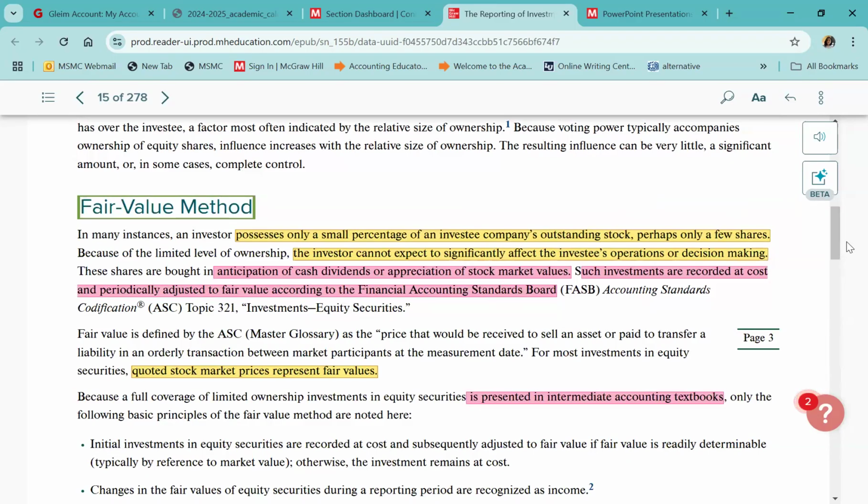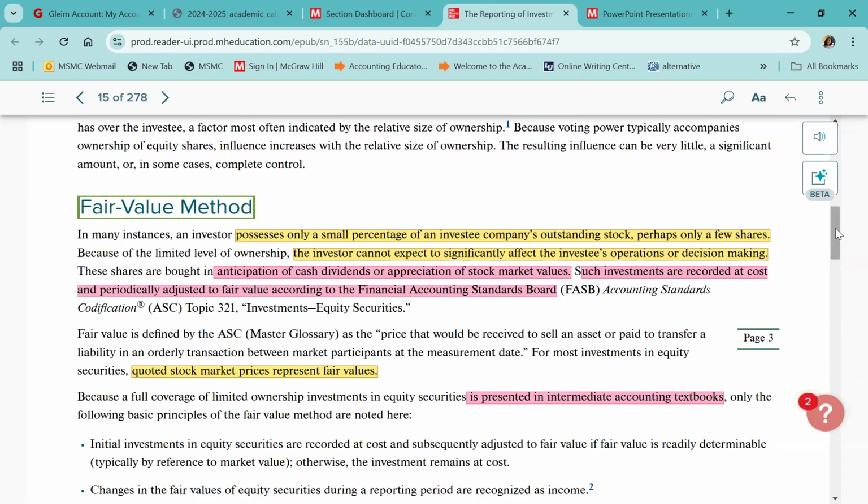Such investments are recorded at cost, which means when you buy it, you are going to debit the stocks or the marketable securities at the purchase price, okay? That's the cost, which is really today's trading value or fair value of the stock. And then periodically adjust to fair value, okay? When the stocks go up, bring that investment up. When the stock goes down, bring the investment down. When you receive dividends, it's a dividend revenue, okay?